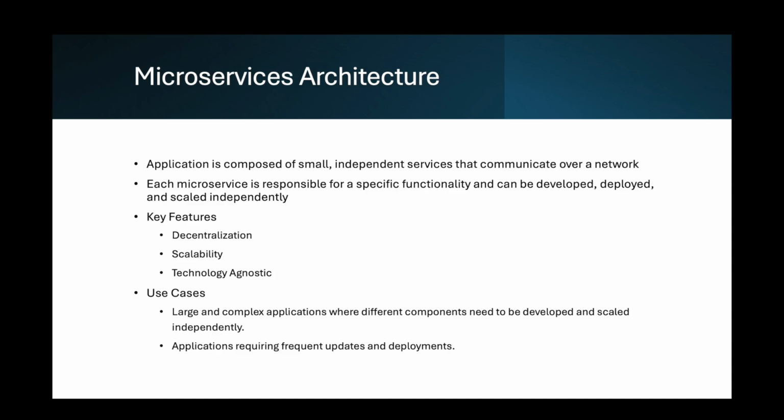Microservices architecture. Microservices architecture is a style of architecture where an application is composed of small, independent services that communicate over a network. Each microservice is responsible for a specific functionality and can be developed, deployed, and scaled independently. Key features include decentralization. Each service is autonomous and can be managed by different teams.